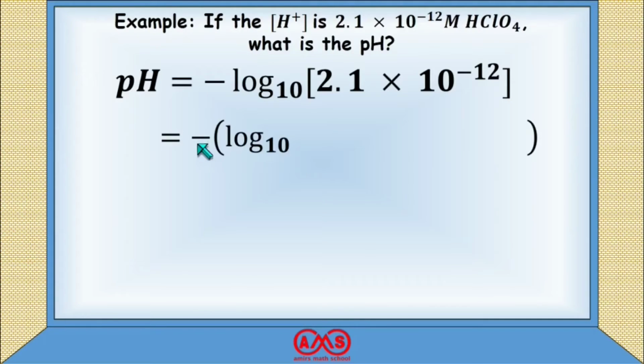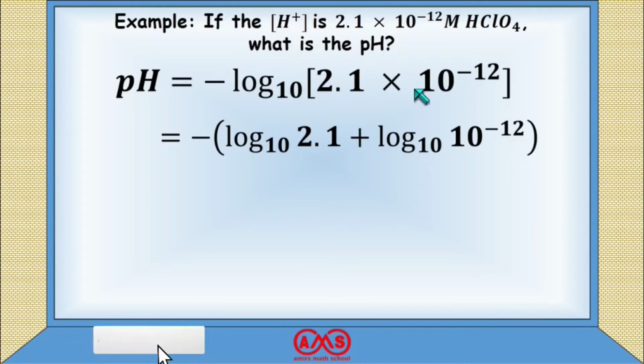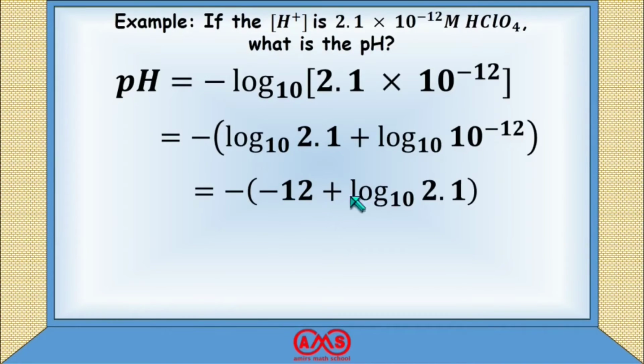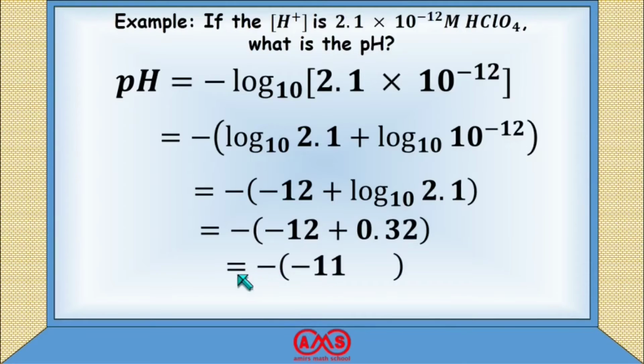So here we can write minus log 10 base 2.1 plus log 10 base 10 to the power minus 12, according to the multiplication formula of logarithm. Or we can write minus 12 plus log 10 base 2.1, which is equal to minus 12 plus 0.32. The value of log 10 base 2.1 is just approximately 0.32. So from here we get minus 11.68, which is 11.68. So this is the value of pH.